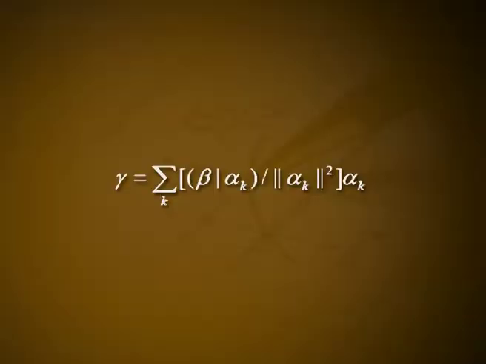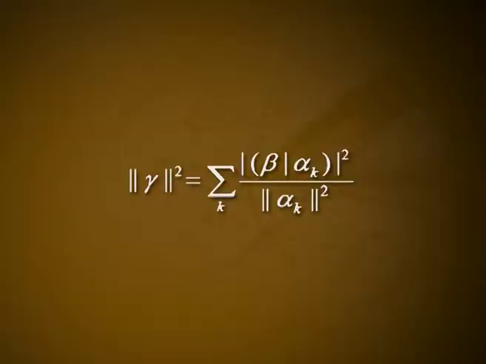Proof. Let gamma be equal to the sum over k of inner product beta, alpha k by norm alpha k squared times alpha k. Then beta is equal to gamma plus delta, where inner product gamma, delta is equal to 0. Hence, norm of beta squared is equal to norm of gamma squared plus norm of delta squared. It now suffices to prove that norm of gamma squared is equal to the sum over k of modulus of inner product beta, alpha k squared by norm alpha k squared. This is a straightforward computation in which one uses the fact that inner product alpha j, alpha k is equal to 0 for j not equal to k.